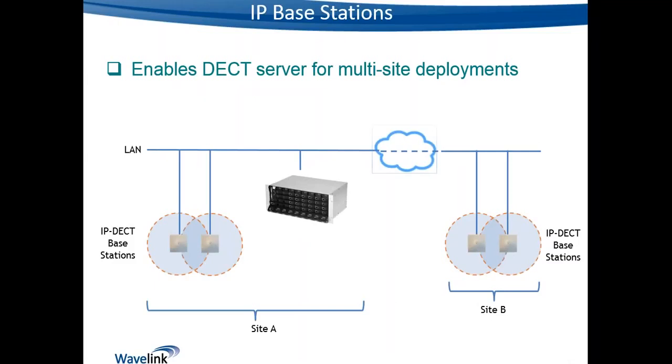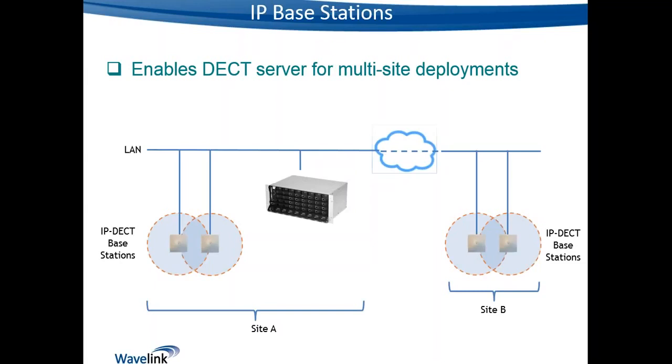So we might have, let's say, a head office with a DECT server and some IP base stations for coverage there, but we also might have some branch offices that run DECT handsets, and those base stations at those remote sites can connect back through to the DECT server via a WAN link and provide coverage at the branch locations, and we don't then have to deploy a DECT server at each site. So obviously that's a cost benefit for the customer, and this isn't something that you can do with digital base stations, because a digital base station actually has a one-to-one direct connection to the base station interface card in the DECT server, and we can't do that across multiple sites.